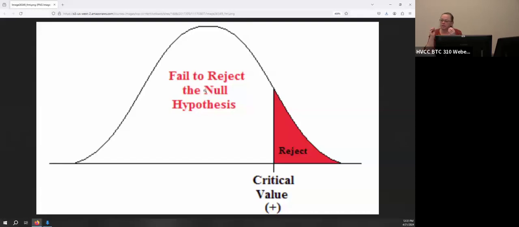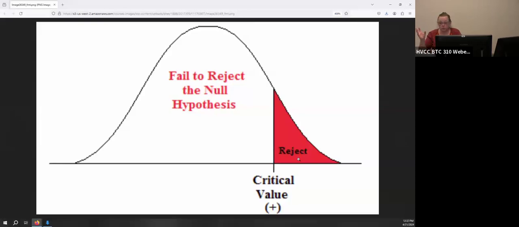If your test statistic is greater than your critical value, so the number is bigger, you're up here in the reject area. Therefore, you reject the null hypothesis, which means that, even though the prediction is no difference, I am rejecting that and saying there is a difference. So if your statistic is higher than your critical value, you reject the null and say there is something going on.